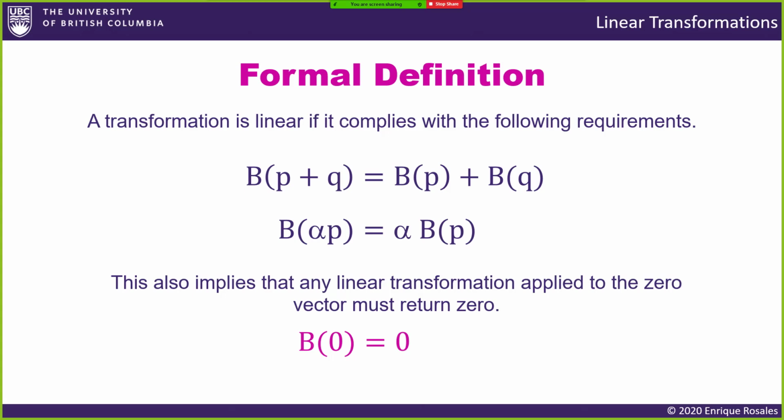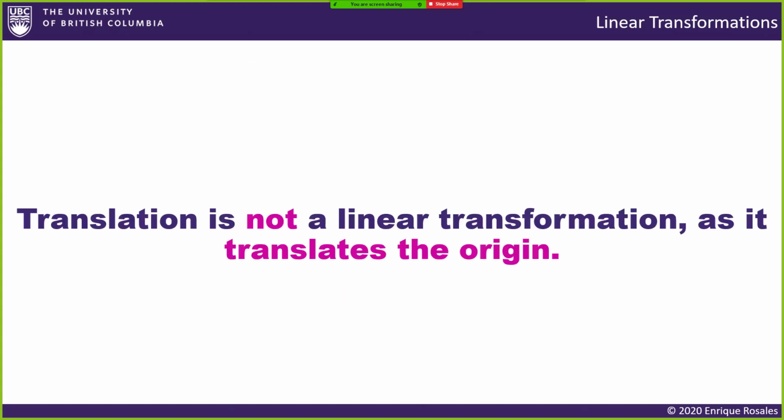This is what we were talking about: if the transformation is moving the origin, if the origin is not fixed, it means that it's not linear, right? This is super important, right? So from here, we can conclude that translation is not a linear transformation, because it basically translates the origin, right? So a linear transformation cannot contain translation, okay?